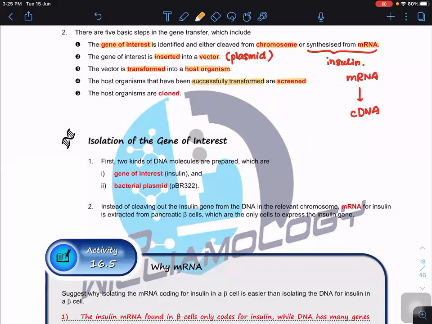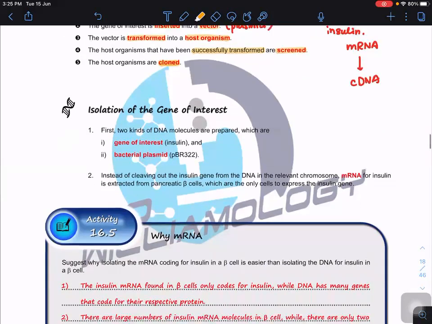Once we successfully identify the transformed bacteria, we can do the cloning. Cloning here basically means that we clone the host organism. We give them nutrients, a suitable environment, and optimum growing conditions for them to grow, and then they multiply. When they multiply, we have more bacteria to produce insulin for us.